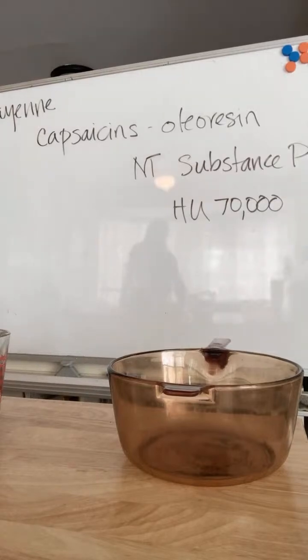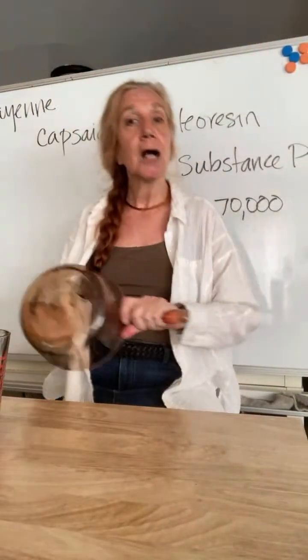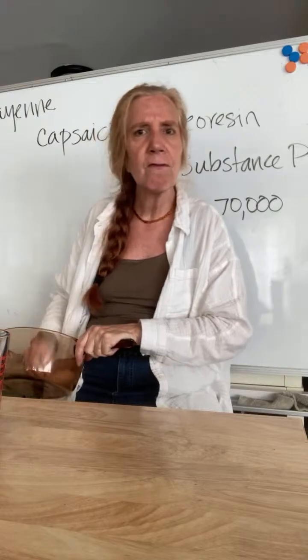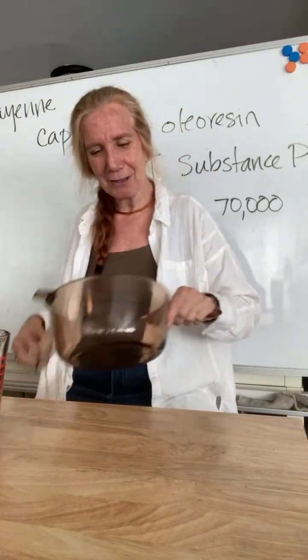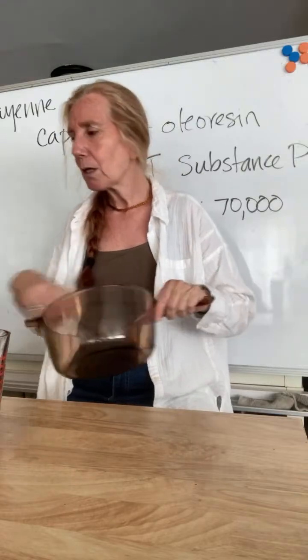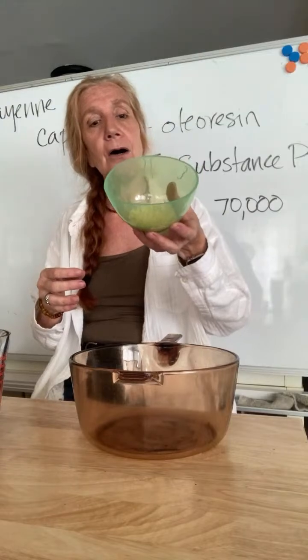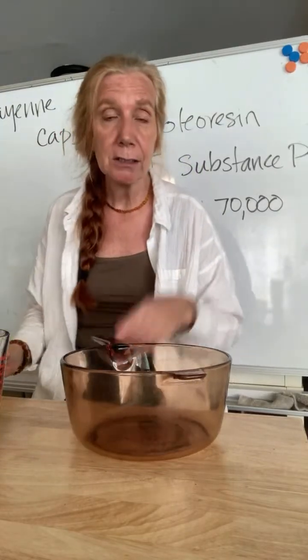8 ounces by volume of your oil. That's 1 cup, right? So 8 ounces, that's approximately 240 milliliters for you metric folks. You're going to use 1 ounce or 30 grams of beeswax. Now you can use other waxes.